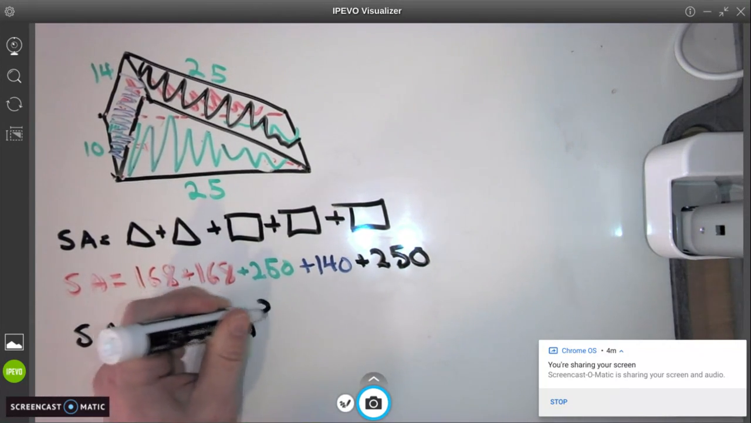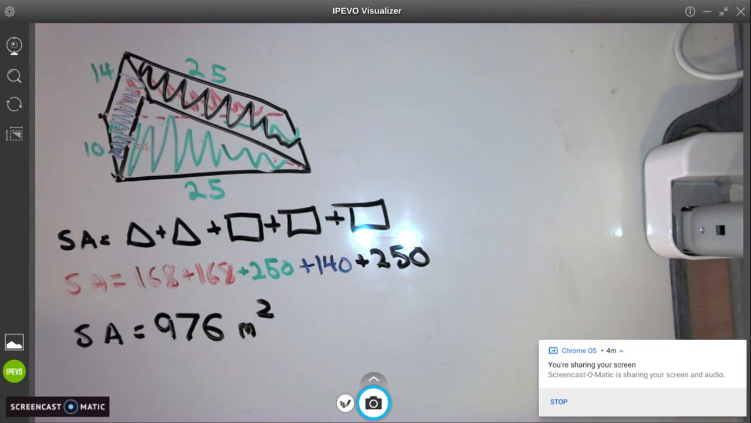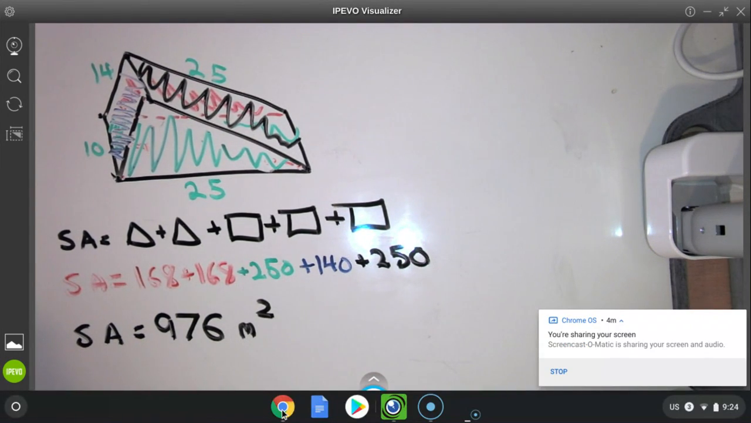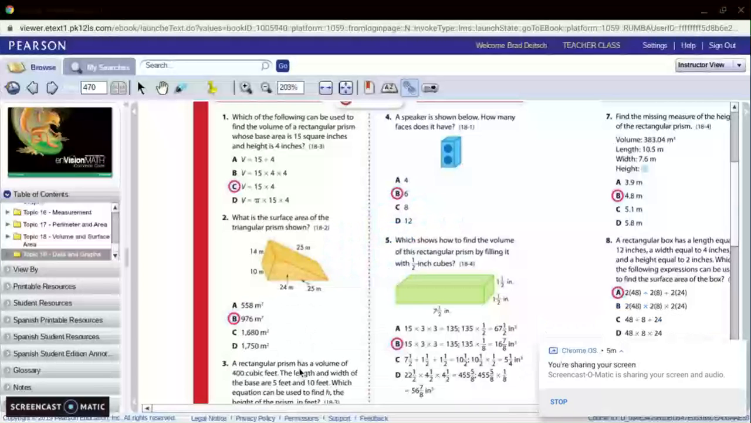976 square meters. All right, so hopefully that clears up some confusion with number 2. Let me pull up the textbook page. If we look here, the next question, let me scroll down. You can see 1 is C, 2 is B.